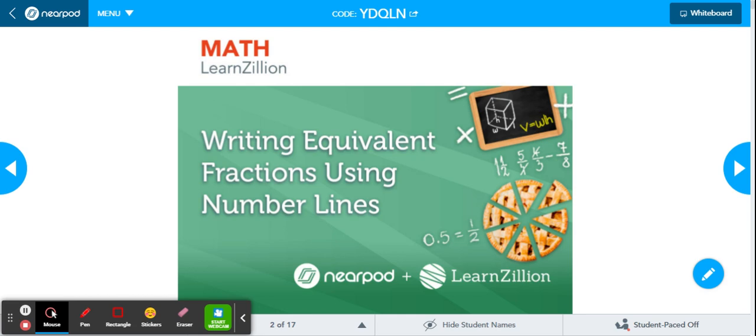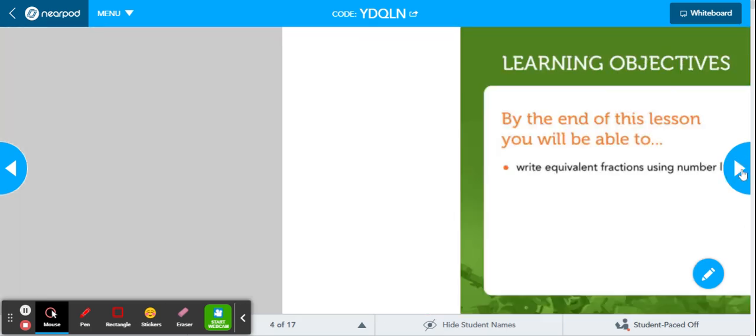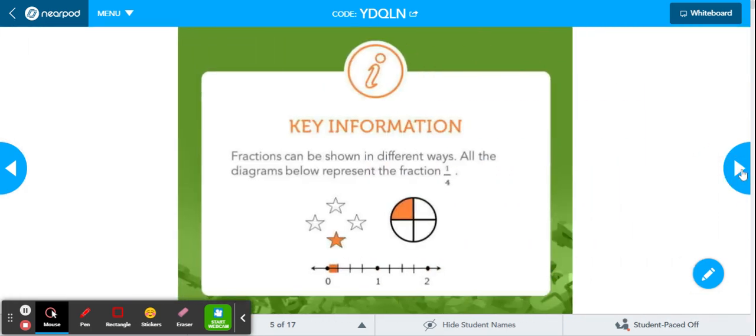Make sure this one is a little bit different than area model, so it's not the same exact one, but it is about writing equivalent fractions. This time we're going to look at using number lines instead of area models. So it's a little bit different, and it's good to be able to use both. The more strategies we know in math, the better, the more we grow our brains for sure.